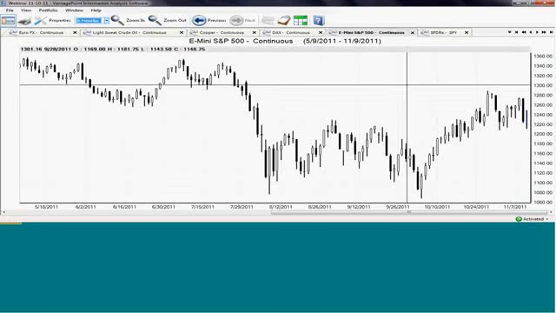is based upon typical prices, which is the average of the high, low, and close, and that is compared against that black line that you see there. That black line is the actual moving average, 10-day simple moving average of the close.